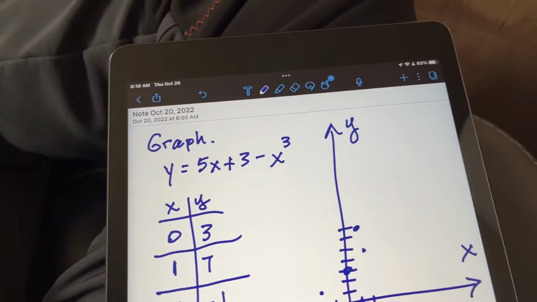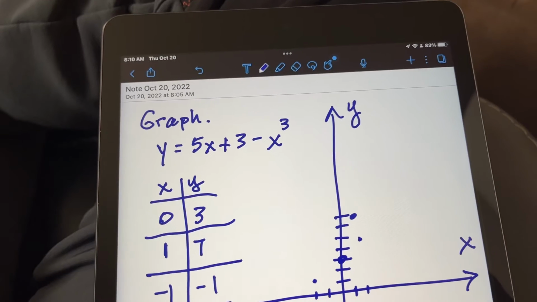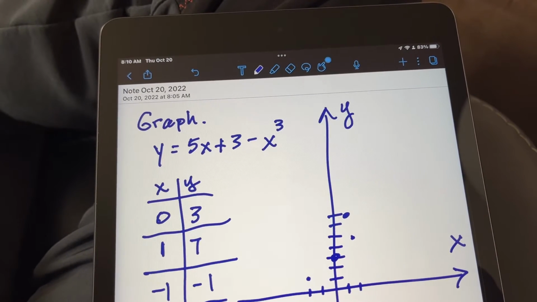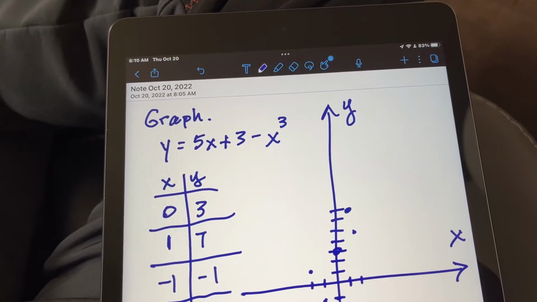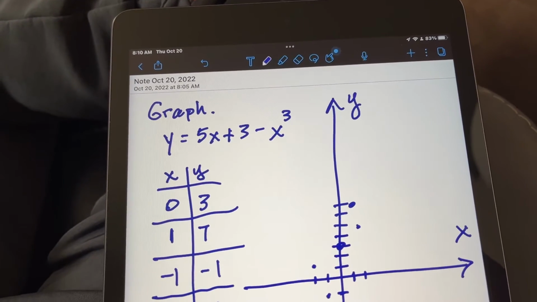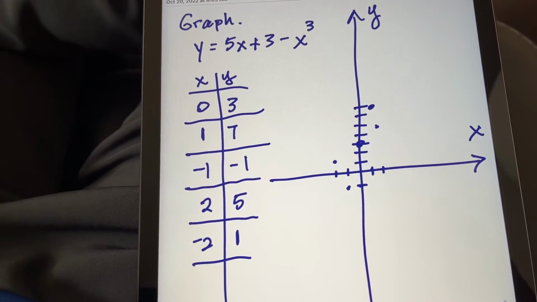Hey guys, let's talk about graphing polynomial graphs like this. So we have y equals 5x plus 3 minus x cubed. We're going to do a couple things. One is that we're going to do a relatively big chart like this.